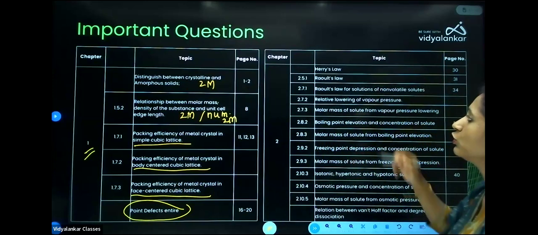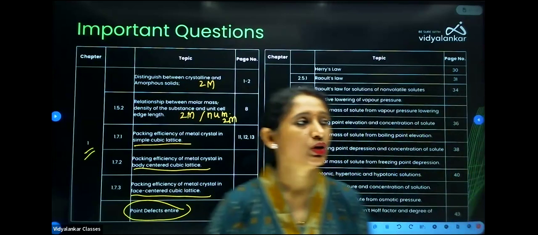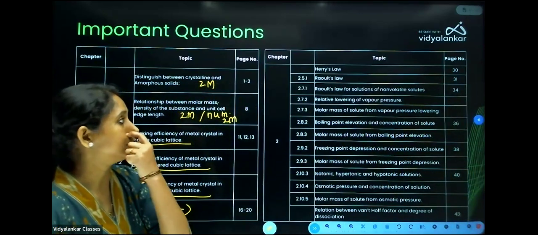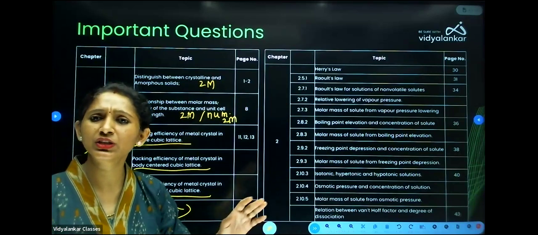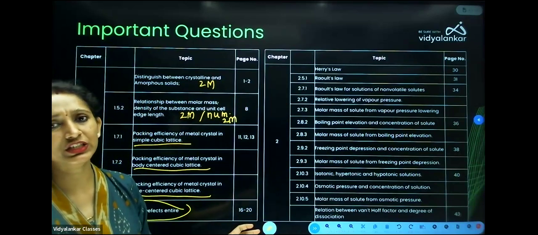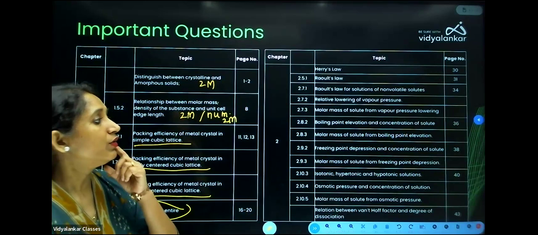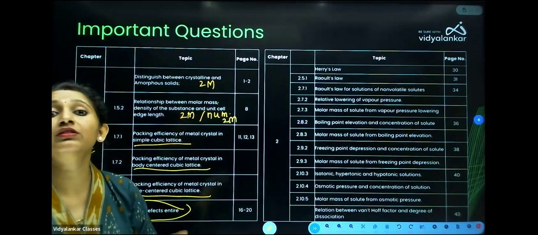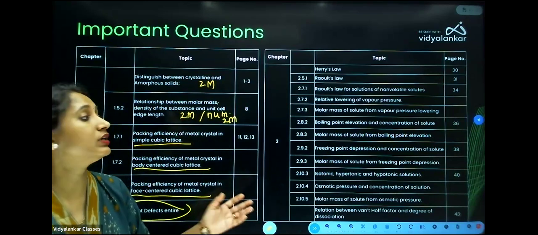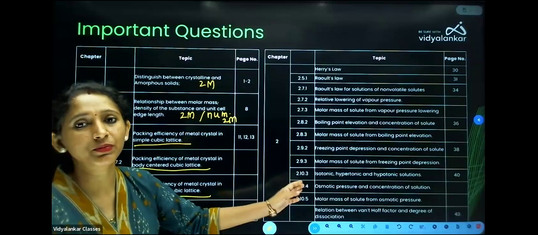Let us go with chapter number 2. This is our chapter number 2. Here, this is with the solutions. Now again, a very much important and quite easy chapter of physical chemistry. With the derivation, there is a possibility that you may get a derivation from this chapter.